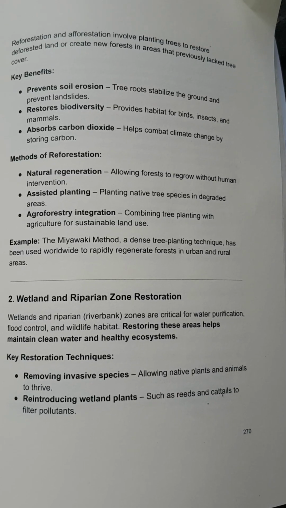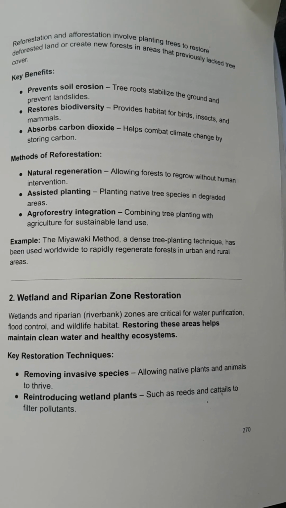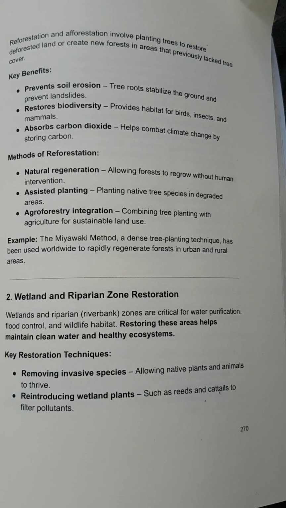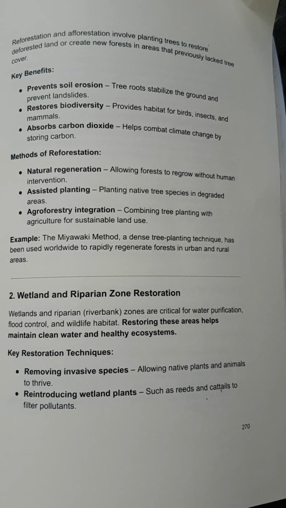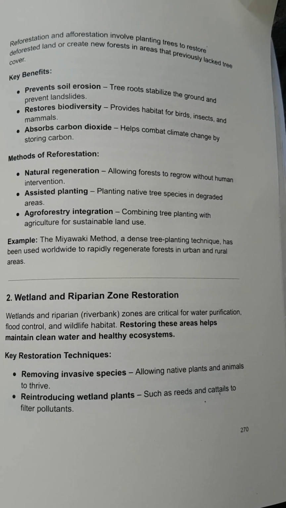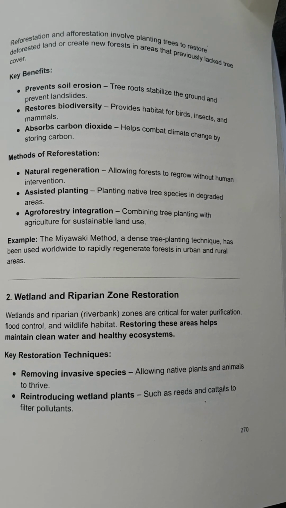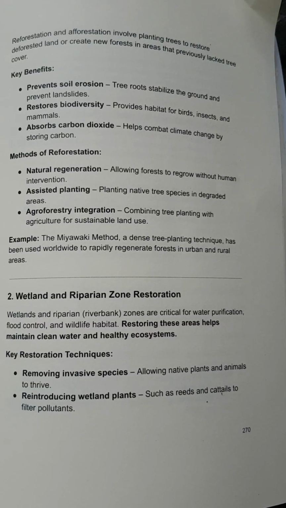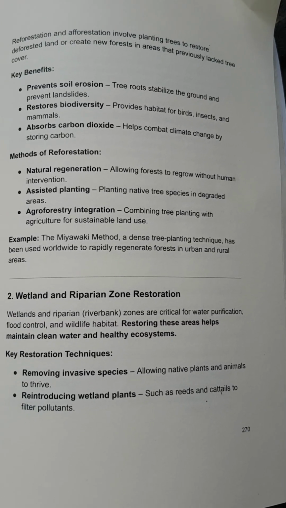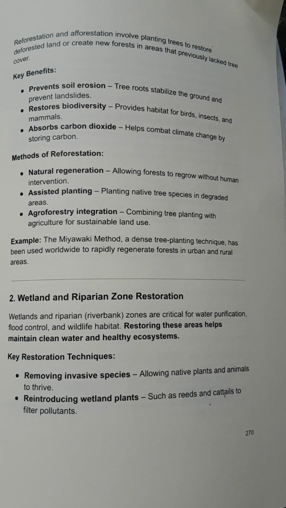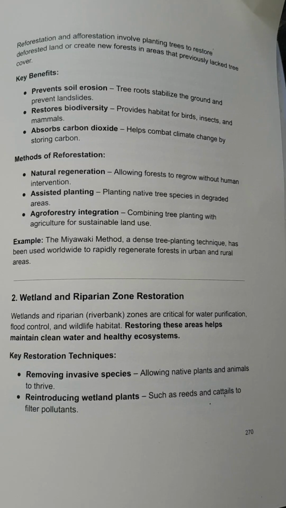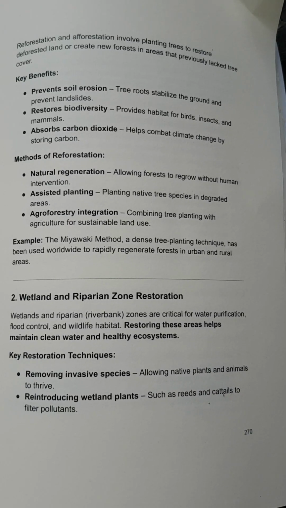Methods of reforestation. Natural regeneration, allowing forests to regrow without human intervention. Assisted planting, planting native tree species in degraded areas. Agroforestry integration, combining tree planting with agriculture for sustainable land use. Example, the Miyawaki method, a dense tree planting technique, has been used worldwide to rapidly regenerate forests in urban and rural areas.